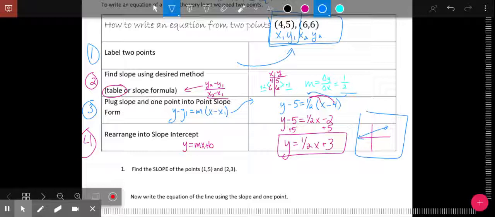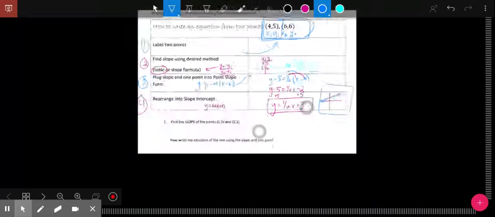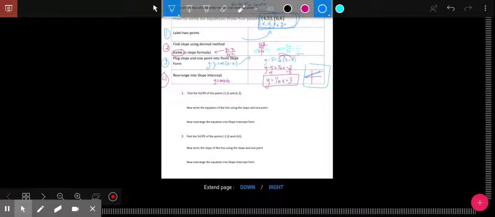Guys, you could also graph the 2 points like this and then kind of figure it out from there too. That's also an option. I just think this way is a little bit faster. Alrighty, so we're going to do a few examples. Then we're going to do some review on the back and be good to go.